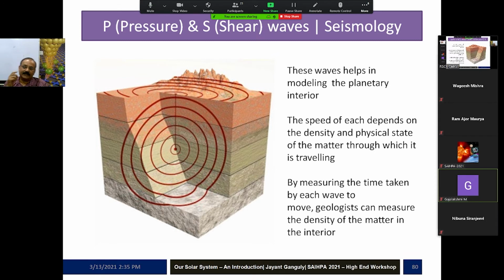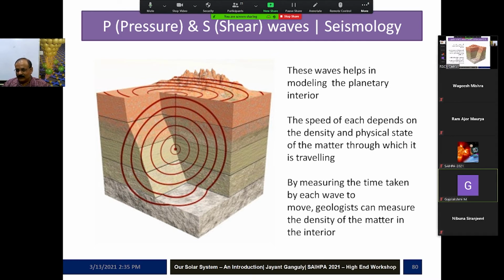Now, as we were speaking, we studied the atmosphere and other objects. How do we know what is inside the Earth? The answer comes from seismological study by geologists. They study it using mainly two types of waves, called pressure waves and shear waves.